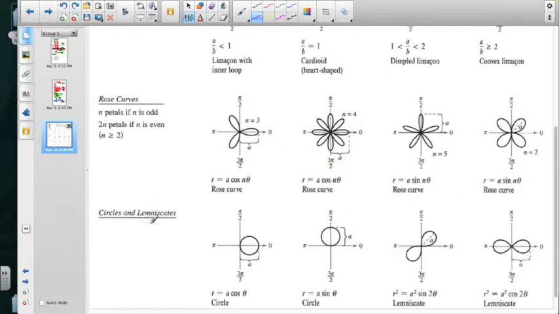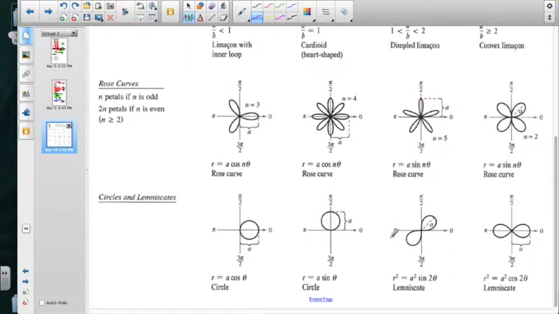And then the last thing is circles and lemniscates. Circles you're very familiar with. We've talked about those before. Lemniscates, I always think of as something that rhymes with figure eights. That's how I know what lemniscates look like, they look like figure eights. And now we're starting to put a power on this coefficient here. So just to show you the varieties of curves that we can graph in polar form pretty easily.